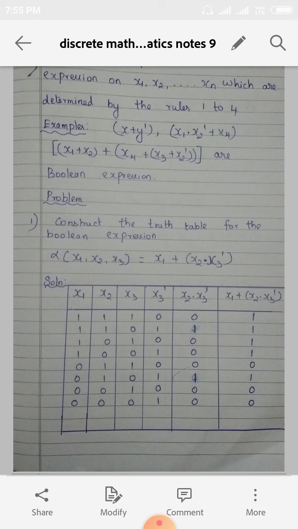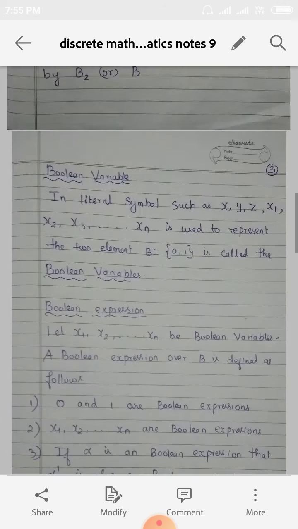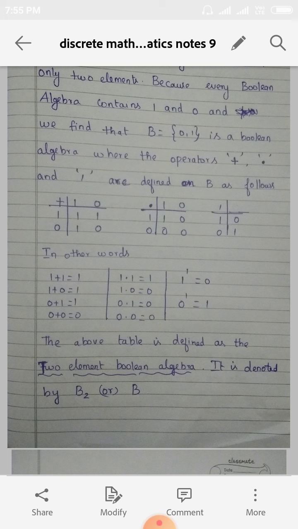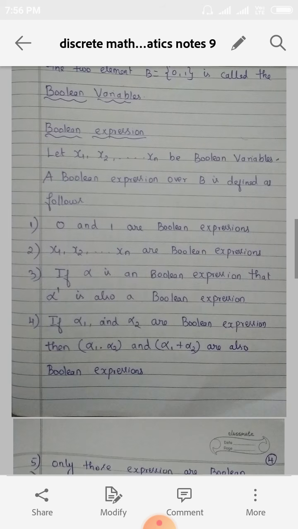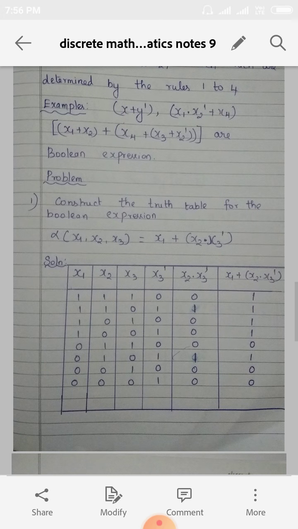Let us consider the truth table for the Boolean expression. This table is called the truth table. There is a table of 1 and 0 using addition, multiplication and negation. This is called the truth table. So using this truth table, how can we construct the Boolean expression? What is the expression that is given?